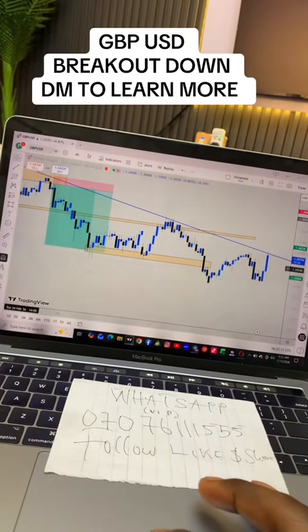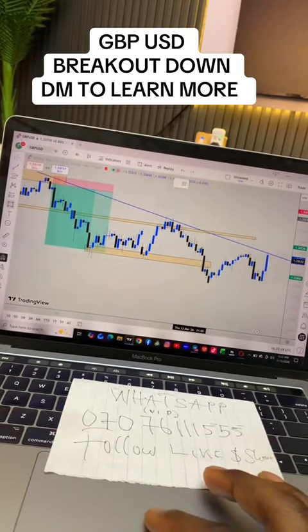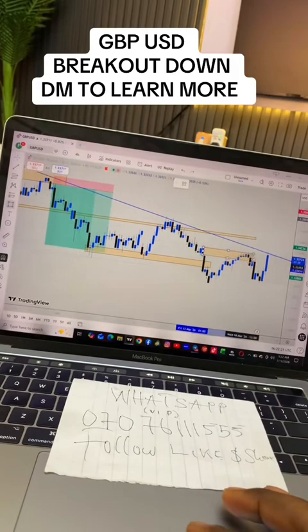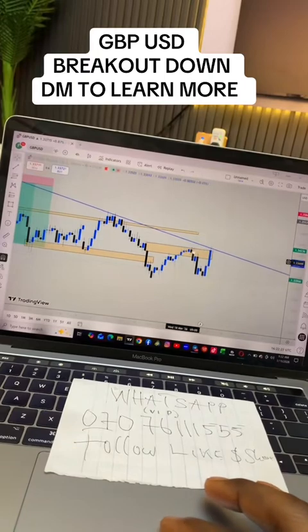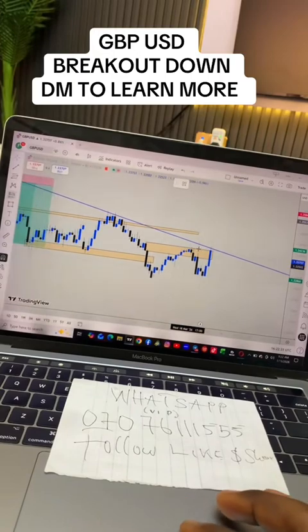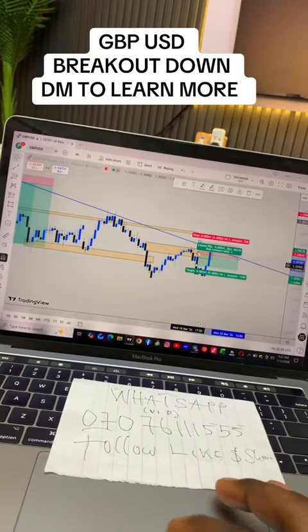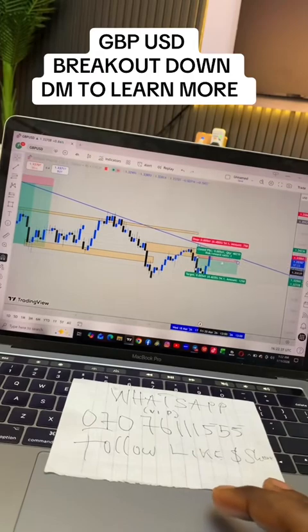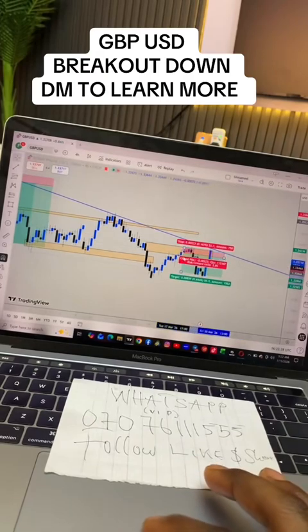How do I know where to enter? The small candle before the big move is our supply zone. So mark out your supply zone. Allow the candles to enter inside or tap into your supply zone. Then you set your sell, which is very simple. You set your sell, like that.